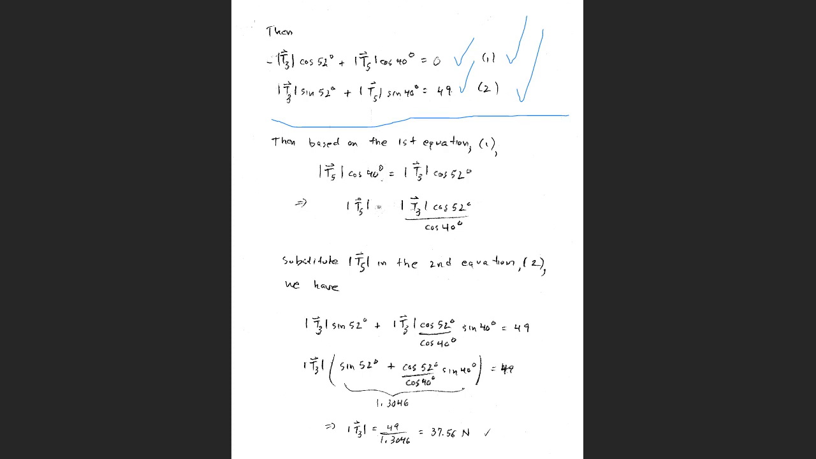How do you know it's 49? Because you had 49J. If you go back to the previous page here, you have T3 plus T5 has to equal 0I plus 49J.